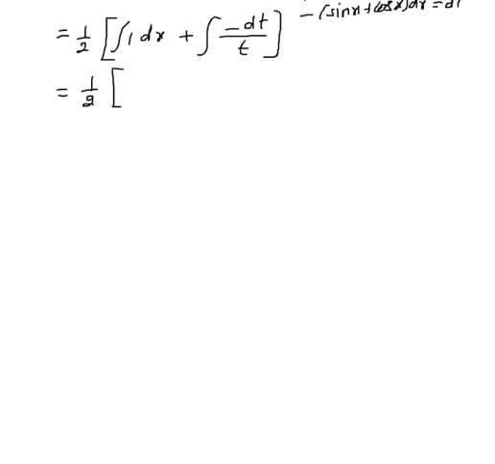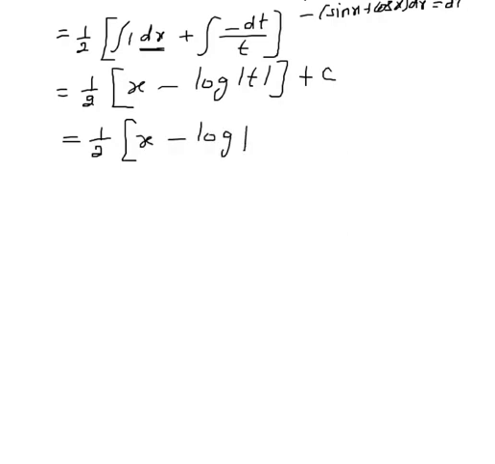Half into integral of 1 with respect to the variable x. If it is integral of 1 dt, the answer should be t, because integration is done with respect to t here. But here we have dx. So the answer is x minus log of absolute value of t plus c. Substitute for t. So the final answer is this.